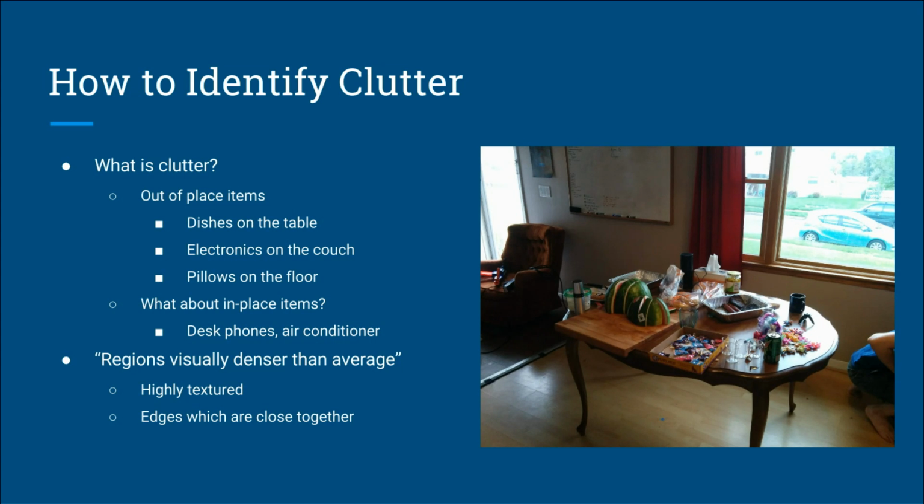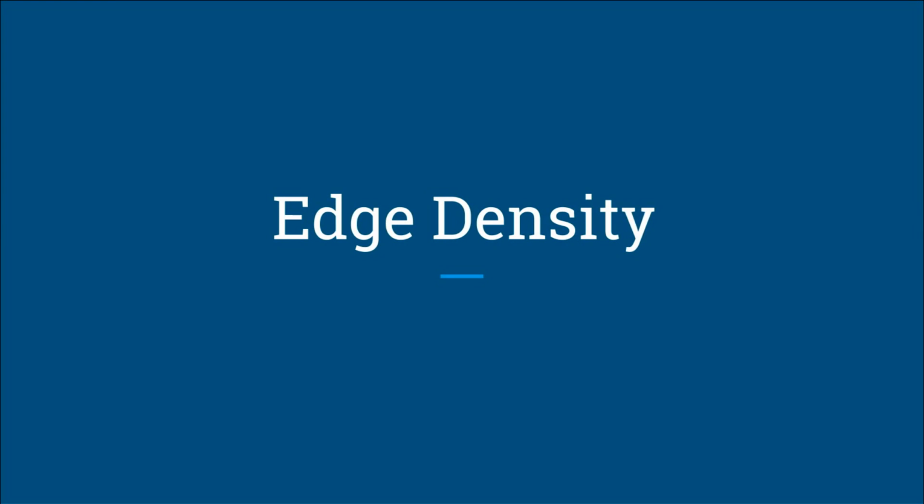Looking at this picture, it's easy for us to identify discrete objects which should be removed: the watermelon and the cutting board, the serving tray, and the soda can. These are highly textured spots, particularly this box of small candies. Compared to other flatter areas in this image, the edges are very close together. Hence, I want to find regions which are visually denser than average. The implementation of this heuristic which I explored is edge density.